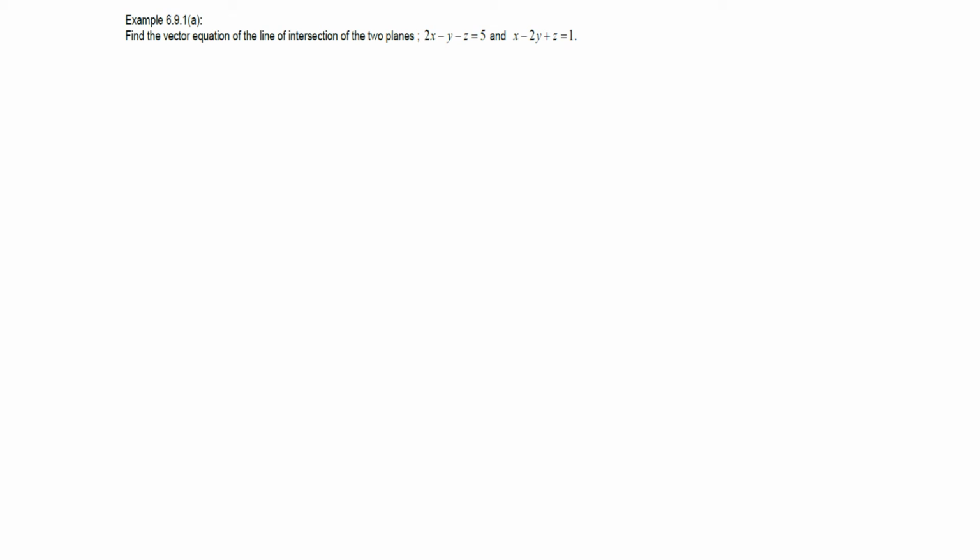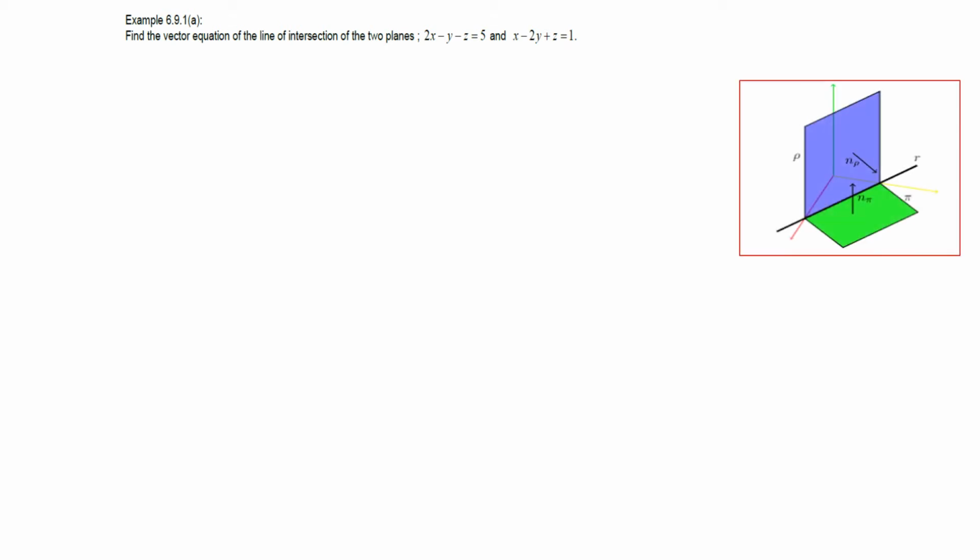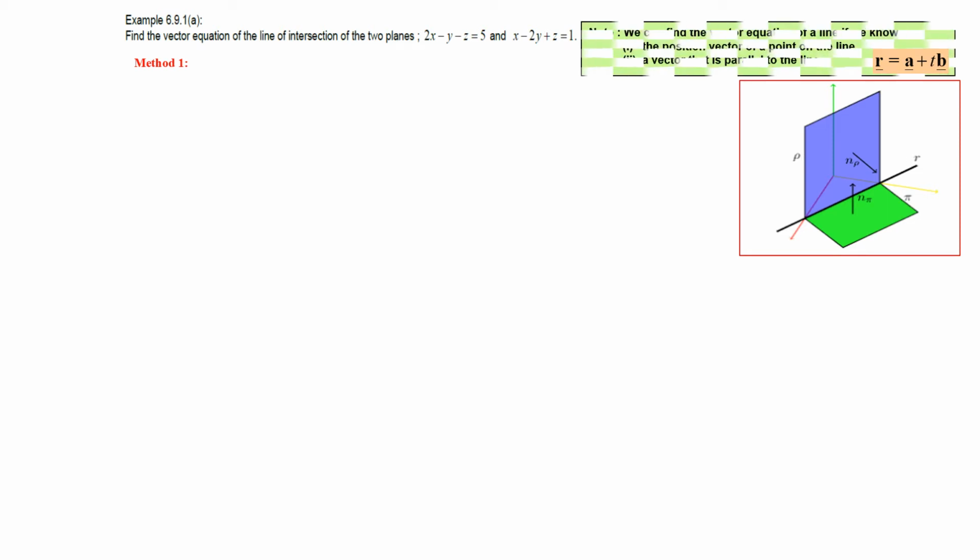Now look at this example. We want to find the vector equation of the line of intersection. You have two planes now. There are two methods. I will show you the first method. As you know, to find the vector equation, you need two pieces of information. First, we find a vector that is parallel to the line of intersection. So we need the normal.